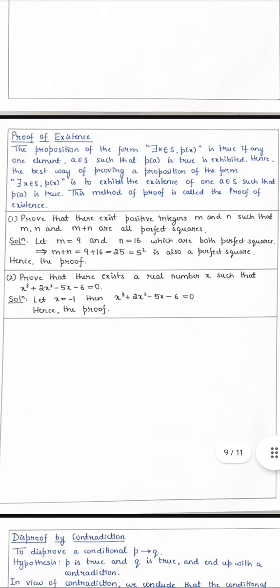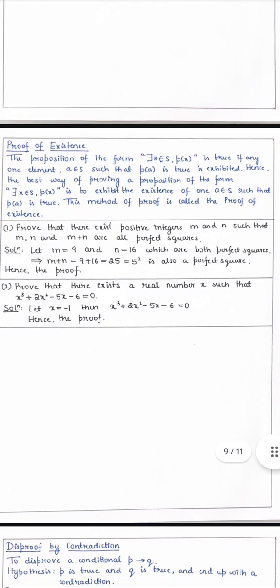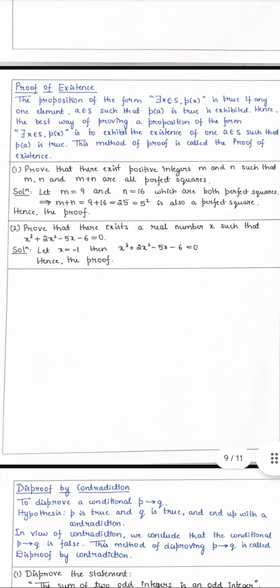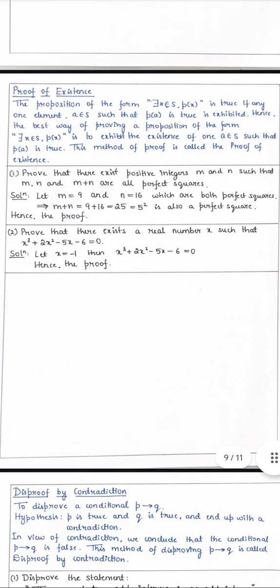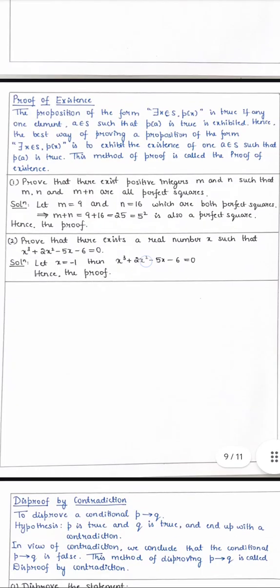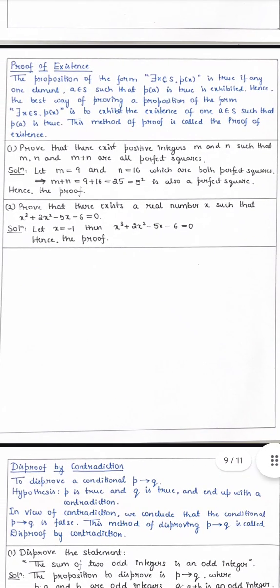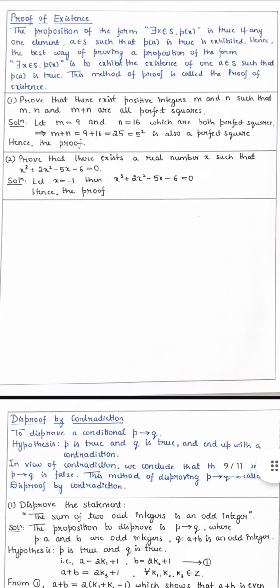Then the proof of existence. A proposition of the form "there exists x belongs to S, p(x) is true" is proved if any one element a belongs to S such that p(a) is true is exhibited. Hence, the best way of proving a proposition of this form is to exhibit the existence of one a belongs to S such that p(a) is true. This method of proof is called the proof of existence.